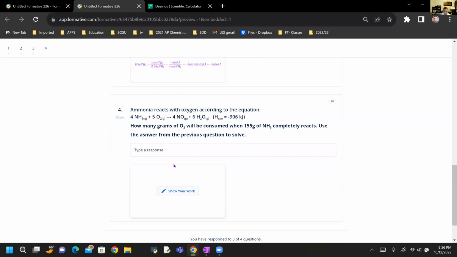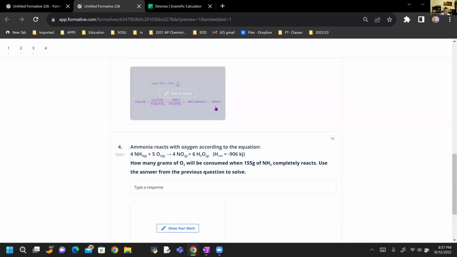And then just one more, just to make you happy. It says how many grams of O2 will be consumed when 155 grams of NH3 completely reacts, and then use your answer from the previous question to solve. So what we're going to do here is use our answer of negative 2,060 kilojoules, and then we're going to go to the mass of O2.